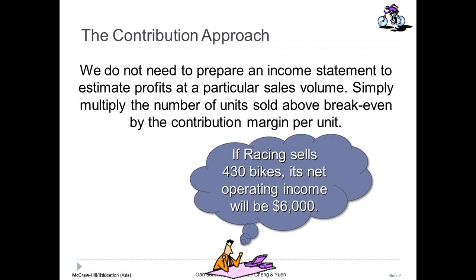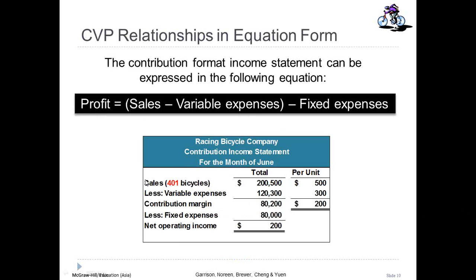So, for example, if we know that this company, Racing Bicycle, sells 430 units, its net operating income is going to be $6,000. Why is that? 400 bikes are required to break even. 30 bikes at $200 contribution margin per bike, 30 times 200 equals 6,000. So the company will sell 30 units above the break-even unit sales at a contribution margin of $200 a piece, and that's how you get $6,000 of profit. Nice and easy, very quick, very logical.